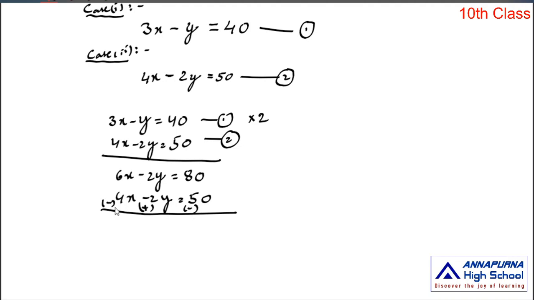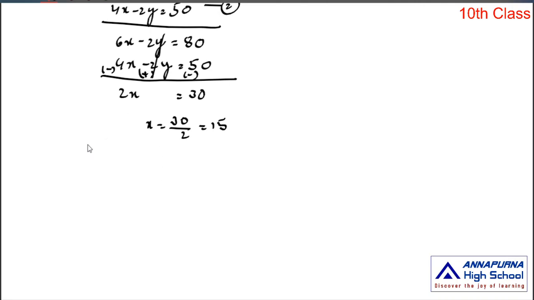Okay, so 6x minus 4x is equal to 2x, and plus 2y minus 2y cancel. It is equal to 80 minus 50, 30. Then x is equal to 30 by 2, it is equal to 15. So x is equal to 15.